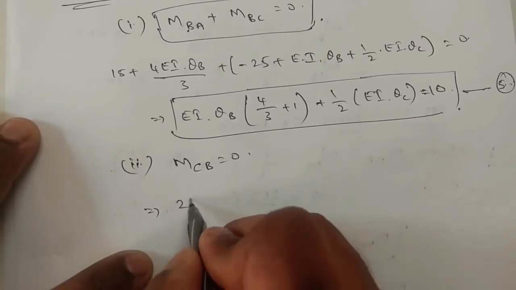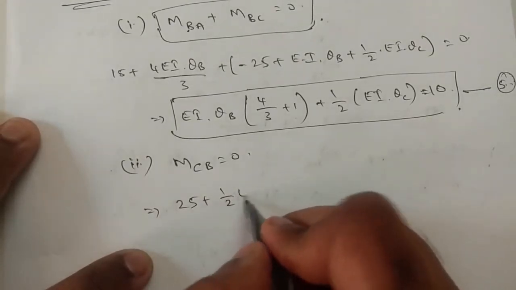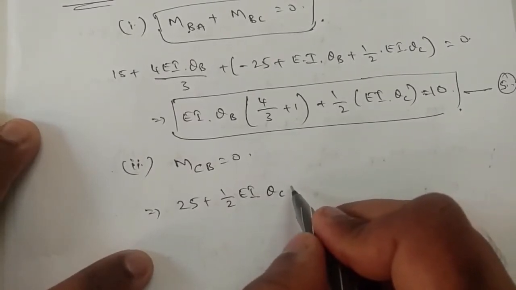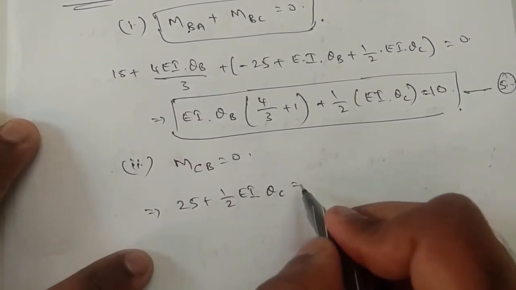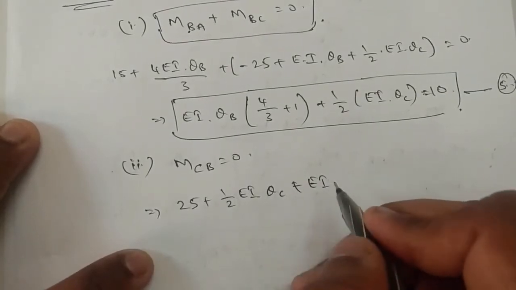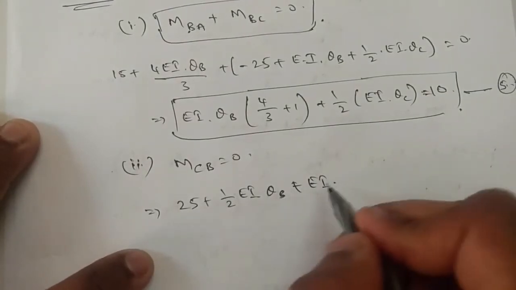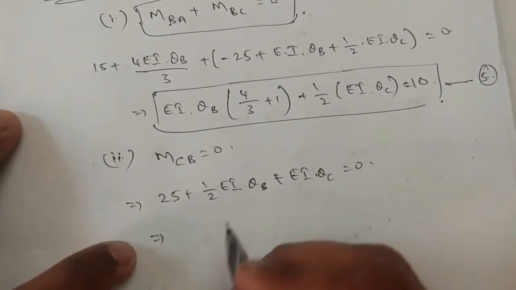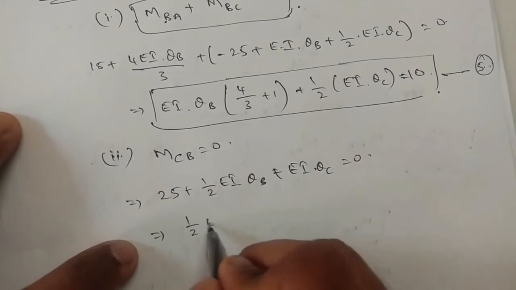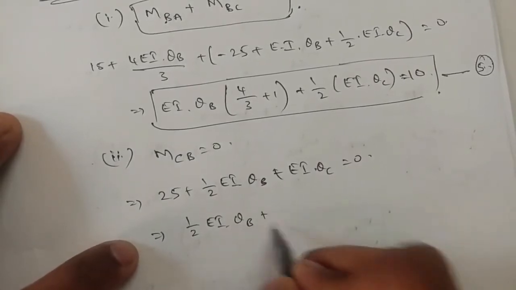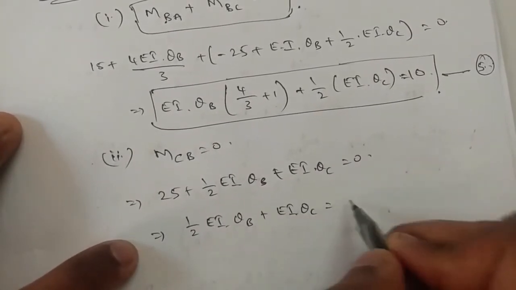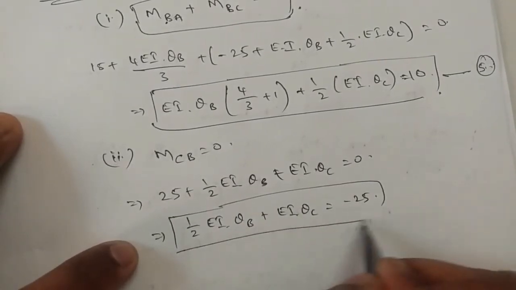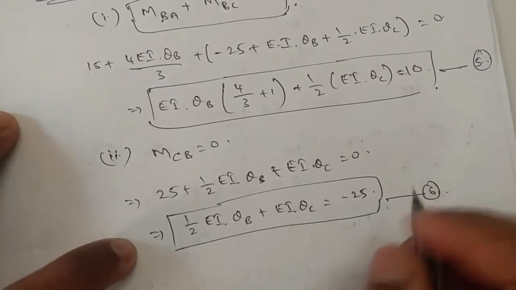You will get 25 plus half EI into theta C equals to plus EI into, this is theta B, EI into theta C equals to 0. This 25, send it to right side: half EI into theta B plus EI into theta C equals to minus 25. This will be your another equation, say equation number 6.